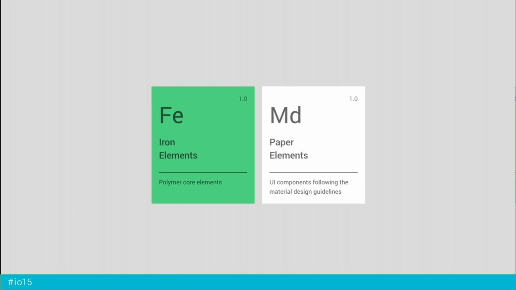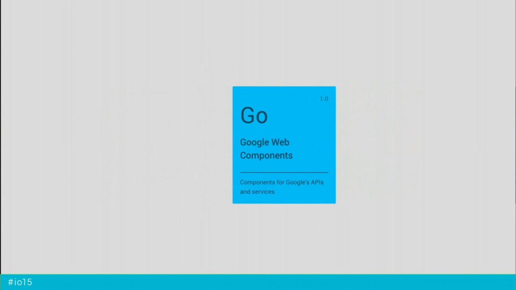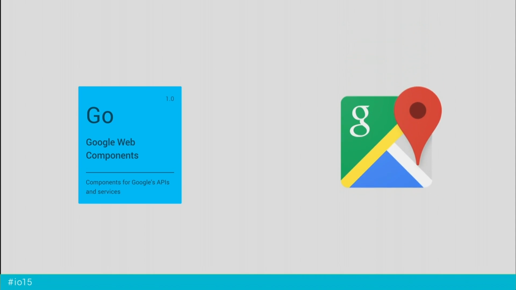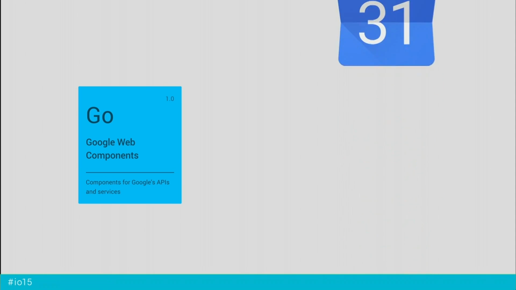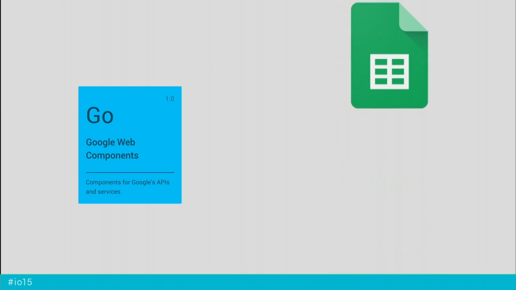Well, today, we're going to introduce a few new element product lines. The goal of each of these product lines is to solve a very specific set of problems that web developers commonly run into. So our first product line is the Google Web Components. So at Google, we have a wide array of different services and APIs that you can add into your application that are really, really powerful. Things like maps and analytics and YouTube and Translate.